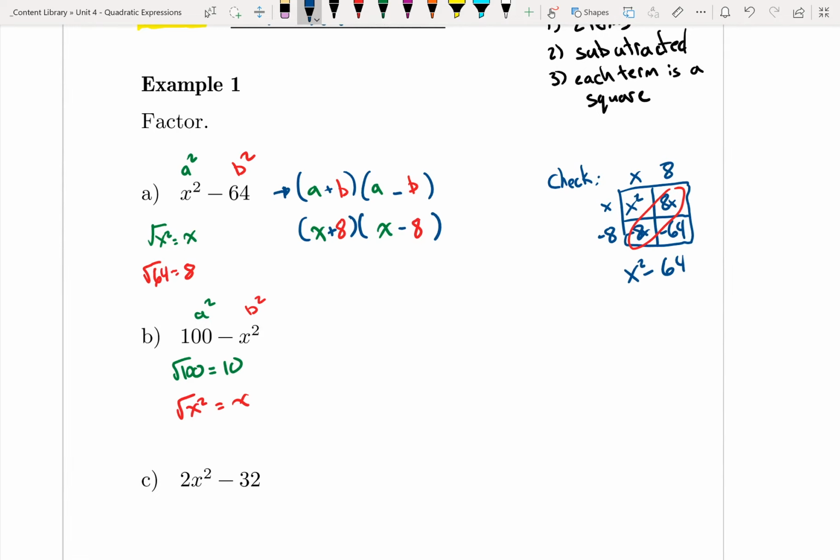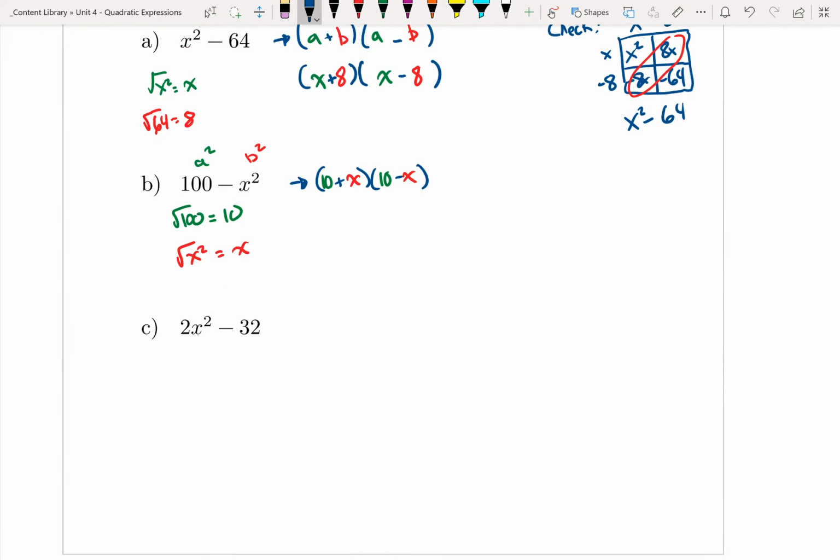So that means I can plug this into my pattern. I should have two sets of brackets, one is plus, one is minus, and I'm just using those two terms that I just found. So the 10 will be first, because that's our a value, and then the x will come second, because that's our b value. So 10 plus x times 10 minus x. And that's our factored form.